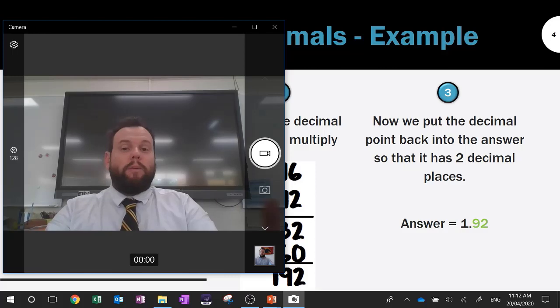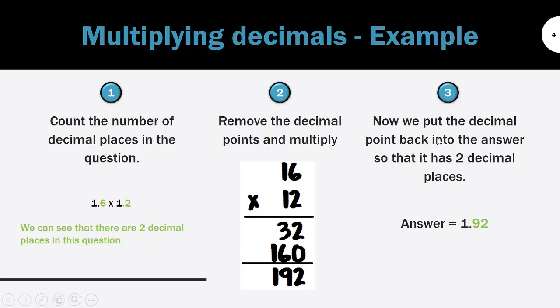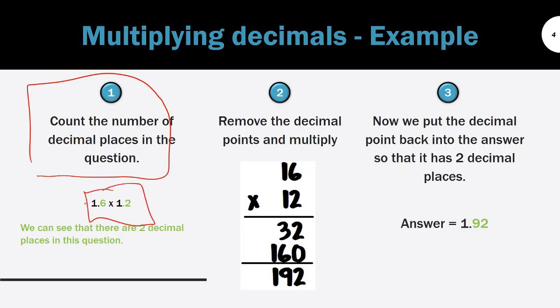Okay, so now we're going to have a look at a more in-depth example and just go over it again before you guys do some practice questions. So, number 1, count the number of decimal places in the question. That's the first thing that you need to do. So this one here, very simple question, 1.6 times 1.2. We can see that there are 2 decimal places in this question, okay? So the green ones there are the decimal places because they're the digits that come after the decimal point.